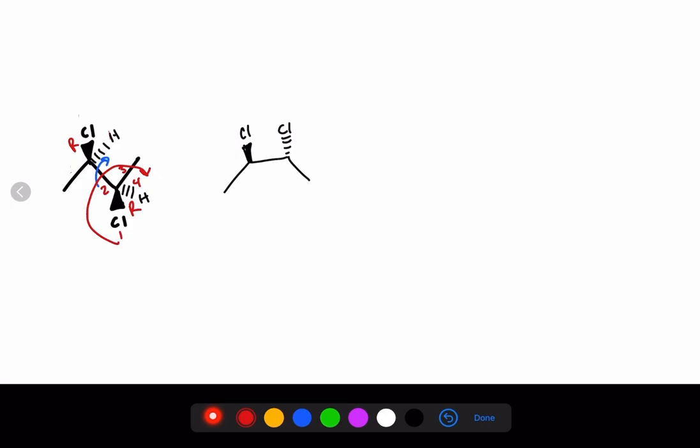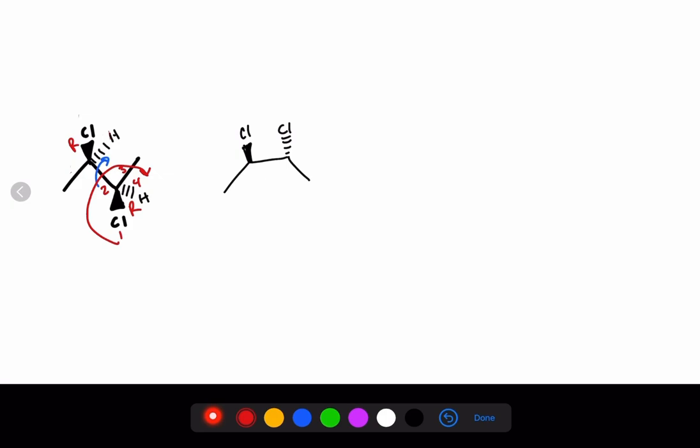I want to note, though, that the two chiral centers being different configurations, one is R, one is S, does not make it a meso compound. That is a requirement, but that compound has to have that plane of symmetry. That is the biggest thing for it to be classified as meso. It's just that if both chiral centers are the same configuration, the molecule for sure cannot be meso.